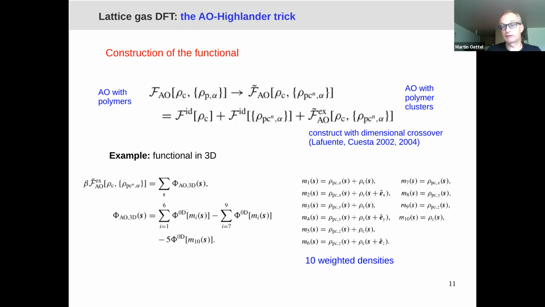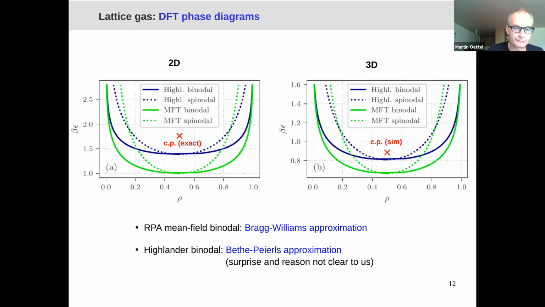Okay. So a very nice outcome, which had already been shown in 2005, is that in one dimension, you get the exact functional. Yeah, so you get the exact density functional also for the Ising model in one dimension with this procedure. And in 2 and 3 dimensions, not exact.